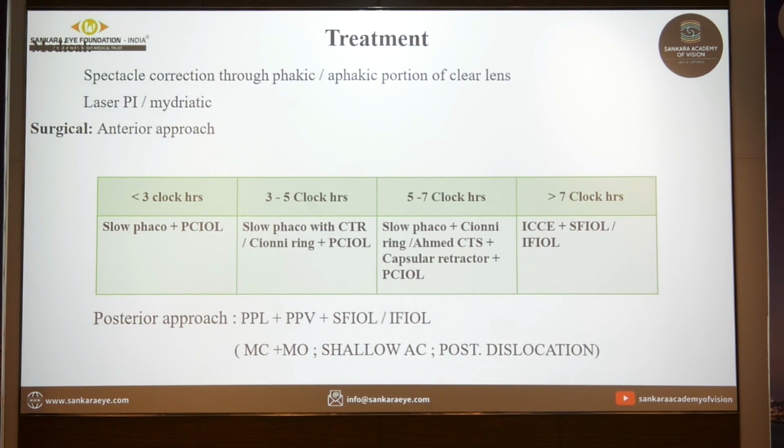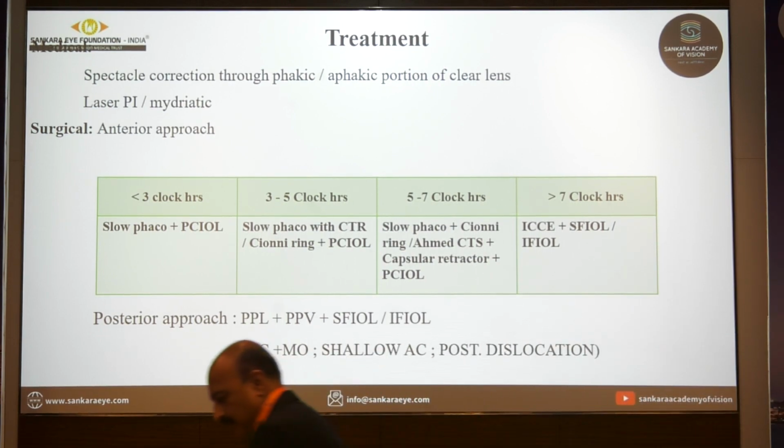Laser PI can be done when there is a shallow AC, good vision, and no symptoms. Use a mydriatic if the lens is dislocated anteriorly. Depending on how much the zonules are weakened, we can think of CTR, Cionni ring, and Ahmed segments, and also capsular retractors. Along with anterior vitrectomy, we can think of scleral fixated or iris fixated lenses.